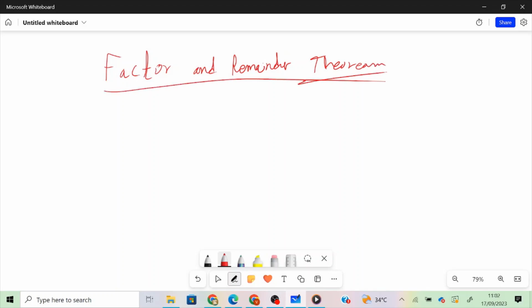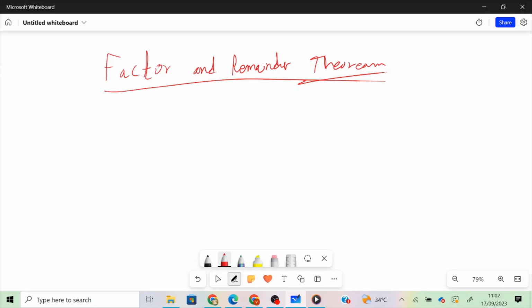Now then, as promised, we'll be having a look at the factor theorem and the remainder theorem. Both of them go hand in hand. Let me just write here, factor and remainder theorem. Not sure about the spelling, but it should be something like that. So, factor and remainder theorem.